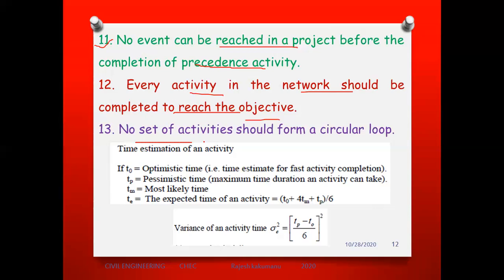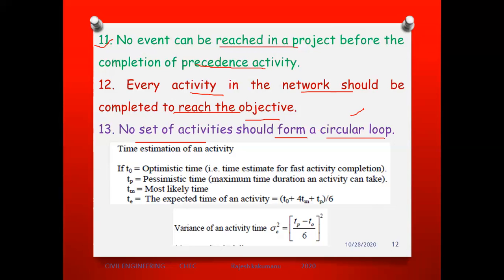Next one. No set of activities should form a circular loop. So whenever you are designing or keeping the layout of the process, no set of activities should form a circular loop. It should be in a different design, but it should not be in the form of a circular loop. Okay, next.